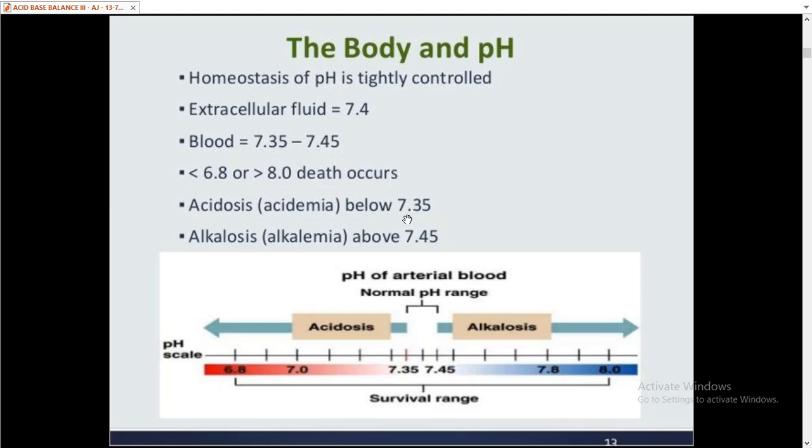Whenever the pH falls below 7.35, we label it as acidosis or acidemia, and whenever the pH increases more than 7.45, then we label the person as alkalemia. So, for the proper functioning of the body, we have to have a normal pH at all times. If a slight disturbance in the pH occurs, then the body's homeostasis gets drastically disturbed.